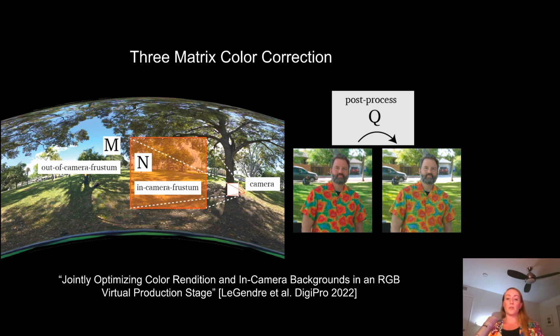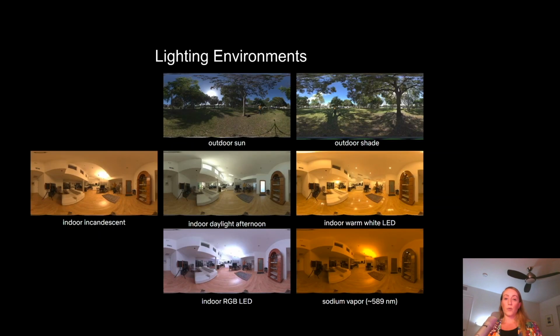The in-camera matrix N is different from M because we know ahead of time that we're going to post-correct the whole image after the fact of capture with Q. So we're going to essentially make the in-camera background look wrong on purpose because we know we're going to correct it later. So to test out this approach, we captured 7 different spectrally diverse lighting environments in the real world.